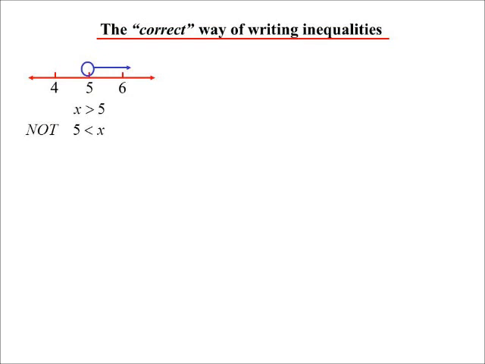Saying 5 is less than x doesn't answer the question. It's still not telling me what x is. Oh, 5 is less than x, that's fantastic, but what's x? So we should have x on the left-hand side in that one. If it's in between, like this, where I've made one an equal to and one not, then I would write it just like the picture looks: 4 is less than x is less than or equal to 6.